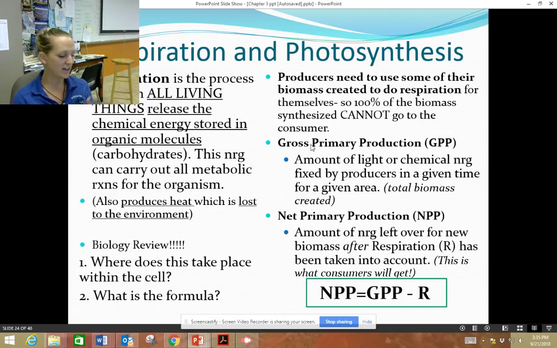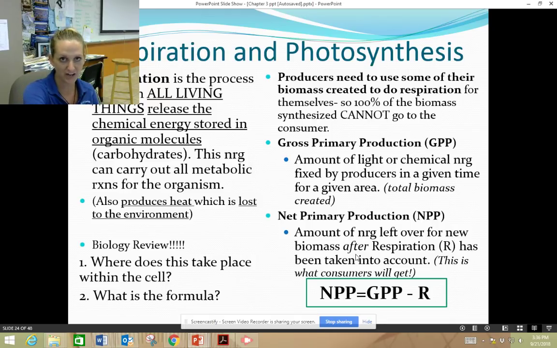Like in my example in class, you make $10 an hour, you work 40 hours a week, you should gross $400 for that week, but you're not going to. You're going to net maybe 300, maybe 275. So net primary production is what's left over. It's the amount of energy left over for new biomass, for another organism to use for their own mass, after respiration has been taken into account. This is what the primary consumer gets. So the net primary production, what your first consumer is going to get, is the total amount that your producer made minus what your producer used to do respiration and keep itself alive.